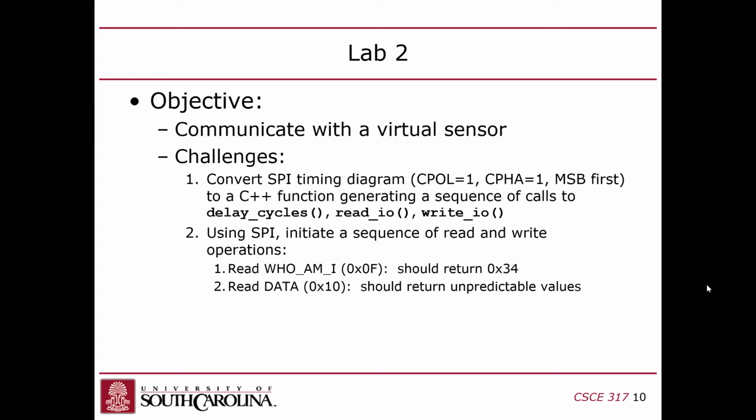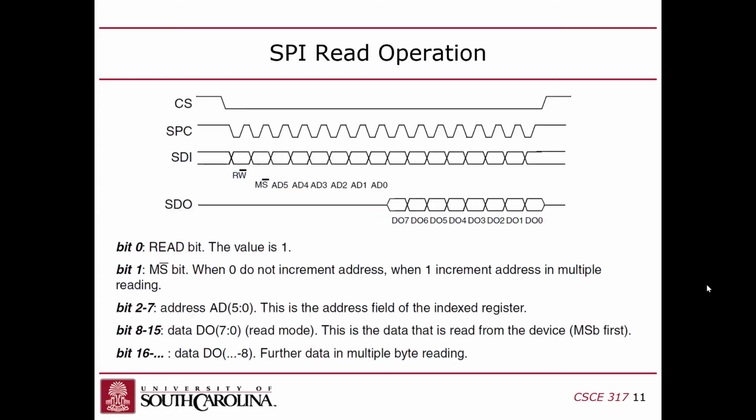So the whoami register is at address 0f as it was on the accelerometer, and then you're going to read a data register at address 10 in hex, which is actually a made-up address that didn't exist on the original accelerometer. It's basically a virtual address.